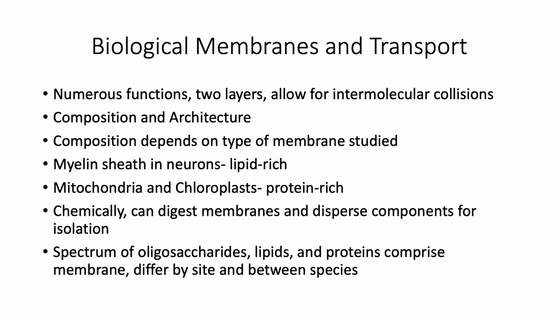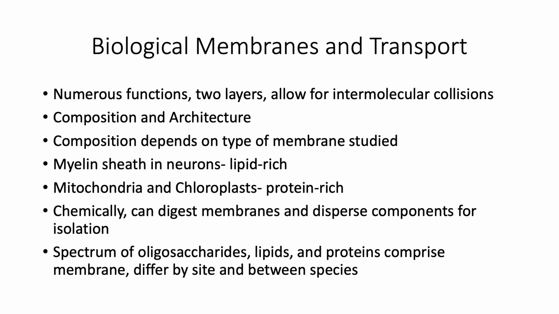Biological membranes and transport is the next major thing we want to look at. They have numerous functions. Again, it's a bilayer, and it allows for intermolecular collisions. So there's composition and architecture. The composition depends on the type of membrane studied. So in neurons, where you have a myelin sheath, these are lipid-rich, whereas the membrane that you see in mitochondria and in chloroplasts is protein-rich.